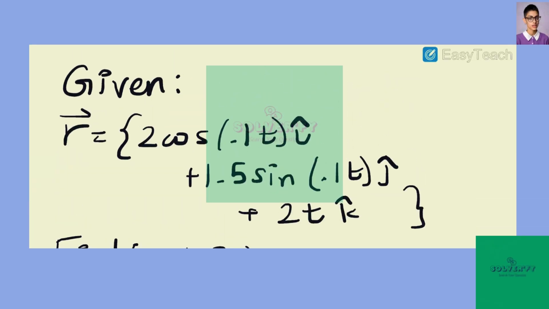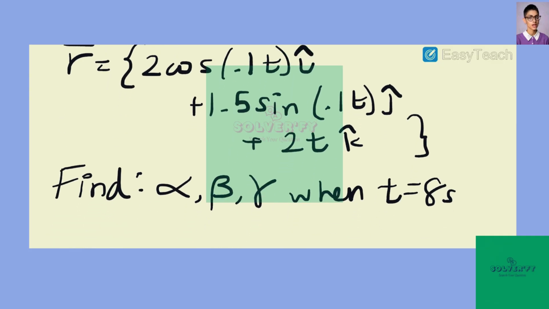Hi everyone, so what we have is the motion of a particle given to us in the form of a vector. This particle is moving in a spiral that has a vector position of 2 cosine of 0.1t i hat plus 1.5 sine 0.1t j hat plus 2t k hat. What we're asked to solve for is the coordinate angles alpha, beta, and gamma when the time is equal to 8 seconds. So what we're going to do first is get our velocity and acceleration vectors.